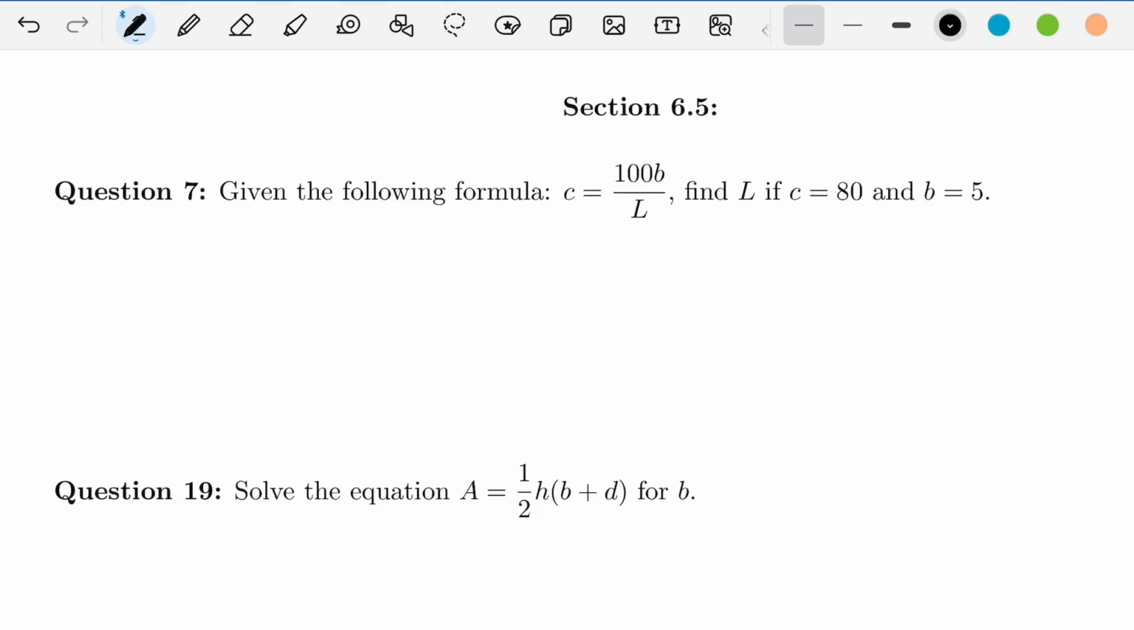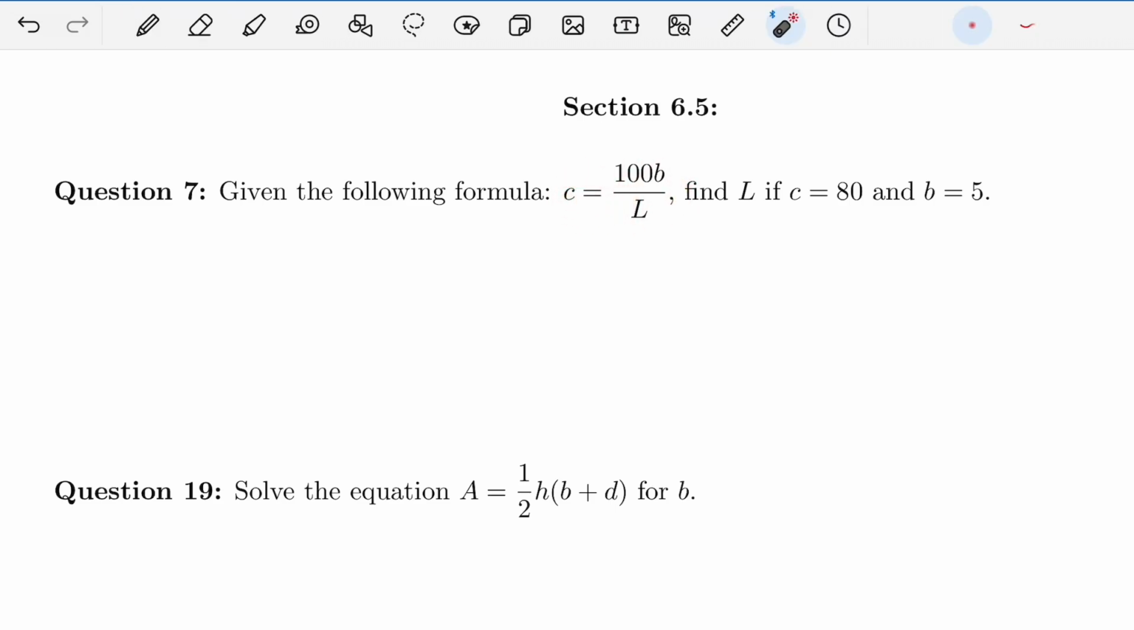Alright, so this brings us to section 6.5, where we're going to solve equations for specified variables and use proportional reasoning in word problems. So for this first question here, we're given this formula. We want to find this variable L given C is equal to 80 and B is equal to 5. So there's two ways that we could solve this. What we could do is we could just isolate the variable L in this formula here, or we could plug in these values for C and B first and then solve for L.